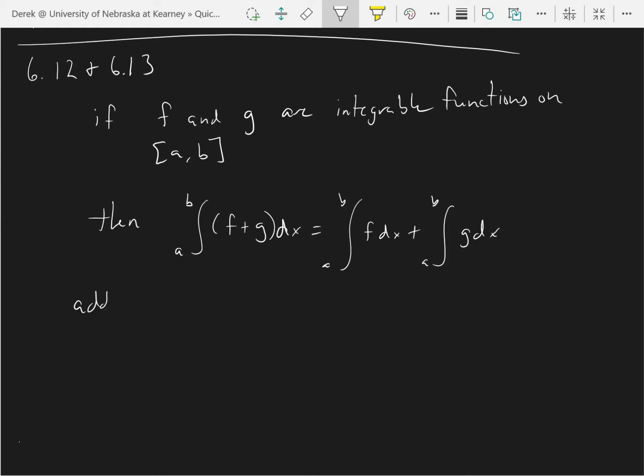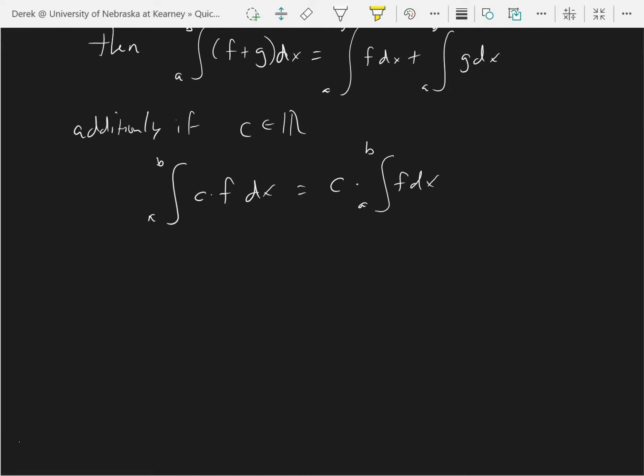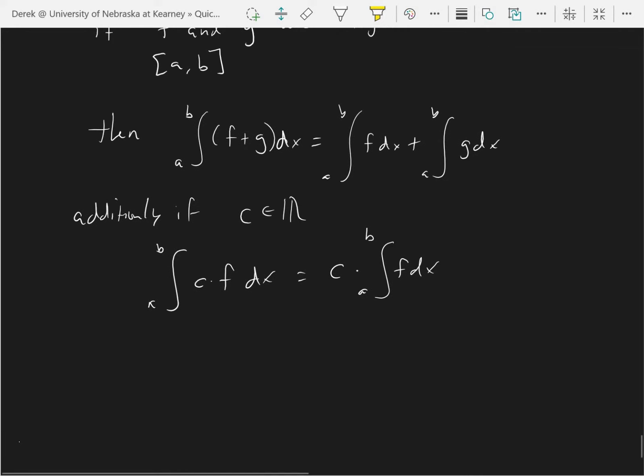Additionally, if c is a real number, the integral of c times f dx from a to b equals c times the integral from a to b of f dx. So that's the first thing.